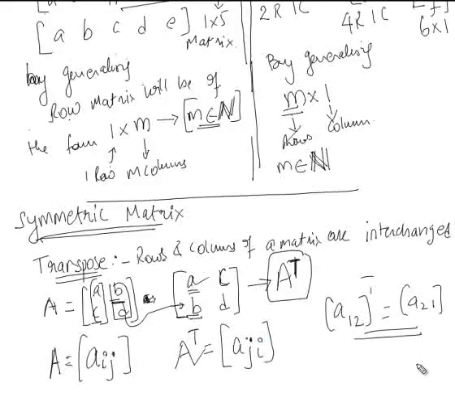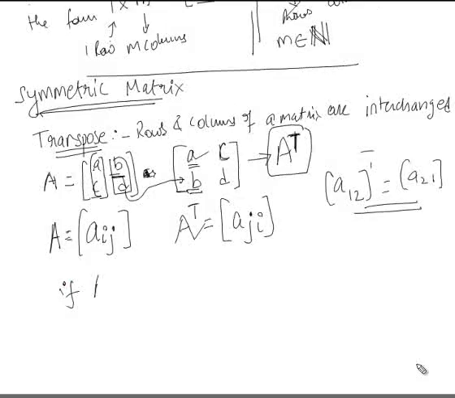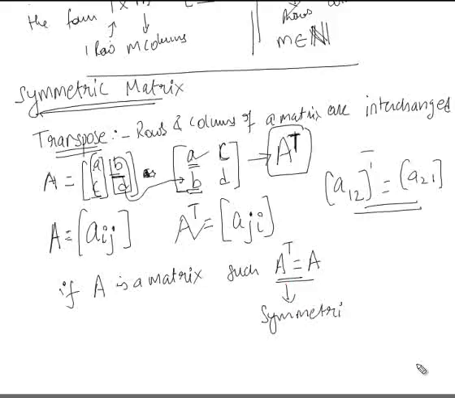Correct. Now let us see what a symmetric matrix is. If A is a matrix such that A transpose is equal to A, then it's called symmetric. Okay. That means what? After taking transpose also, it is the same.